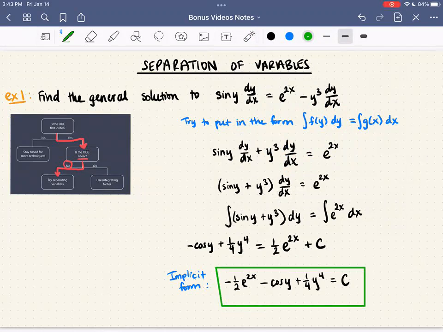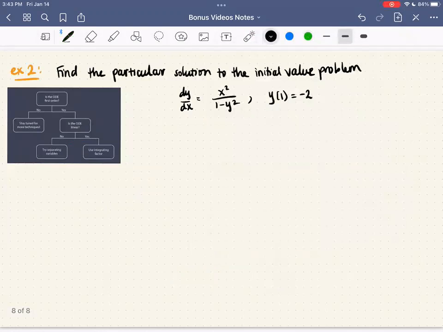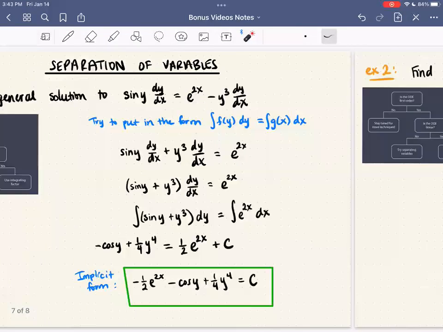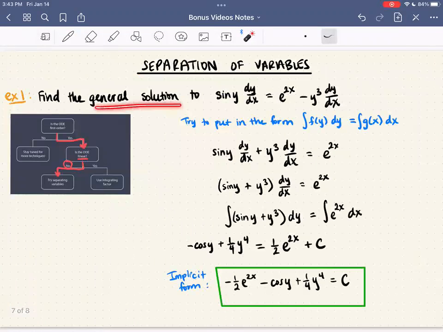All right, so that was one example. Let's do one more example just to make sure we know what we're doing. Okay, our next example here is we're going to find a particular solution. Let me just back up really quick here. This last example, we found the general solution.